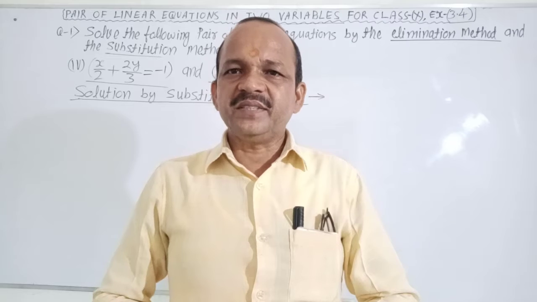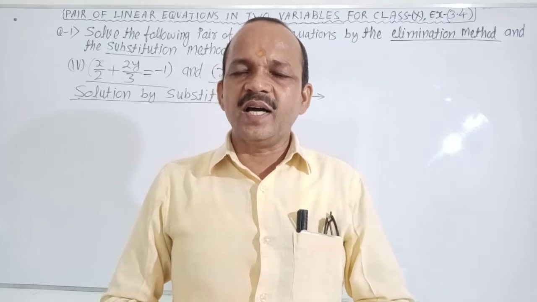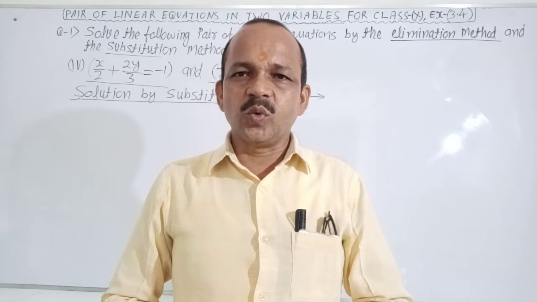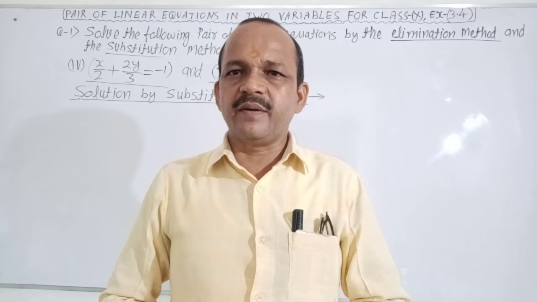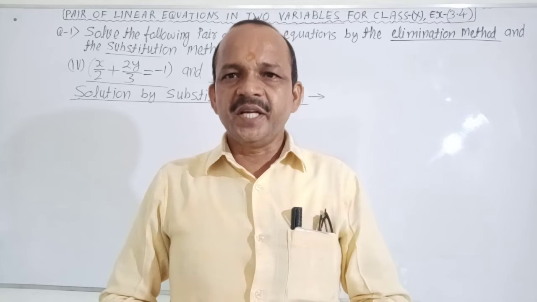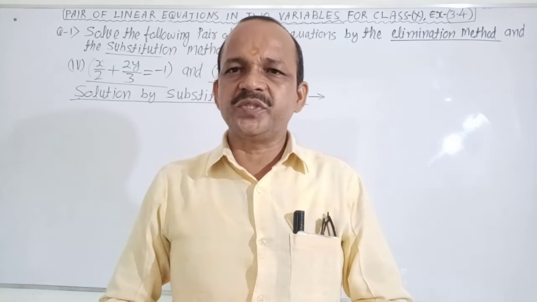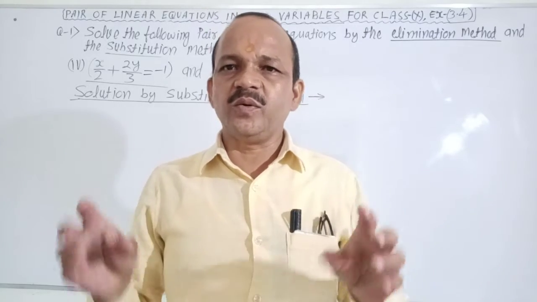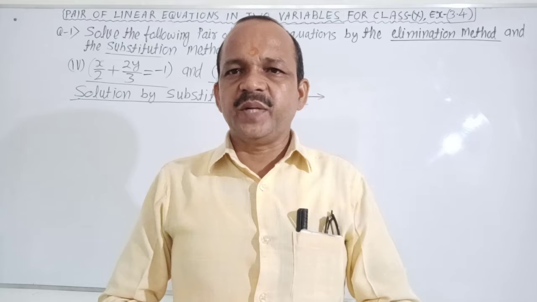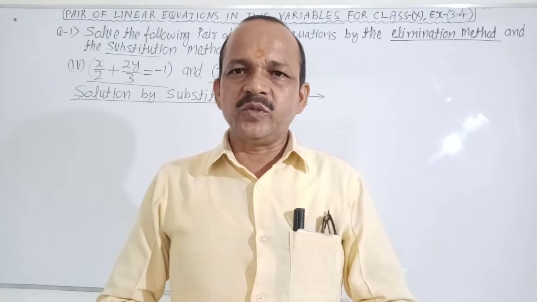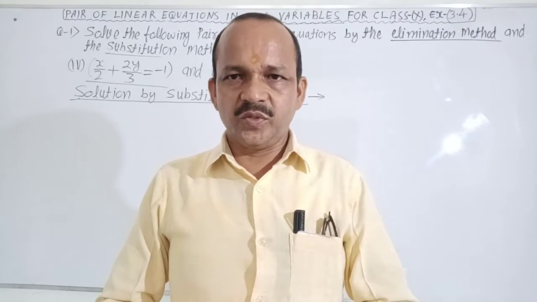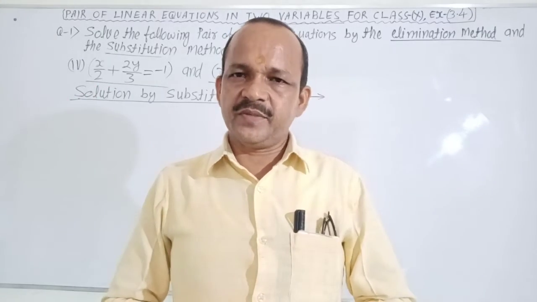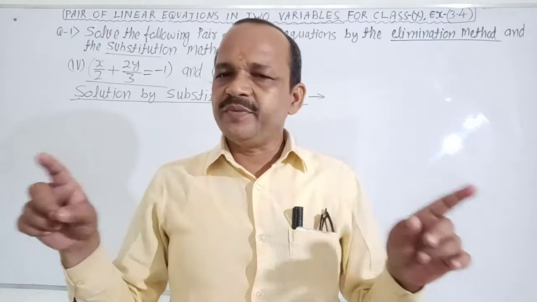Firstly, I want to describe the form of pair of linear equations in two variables, because you can ask me what is the form of pair of linear equations in two variables. It is new for you, so you can ask very easily. a1x plus b1y plus c1 equal to 0 and a2x plus b2y plus c2 equal to 0. It is the form of pair of linear equations in two variables.